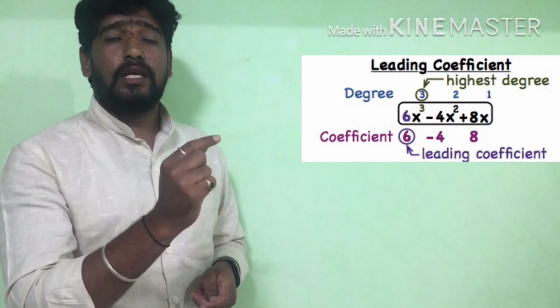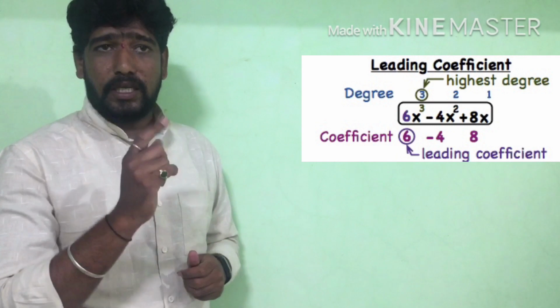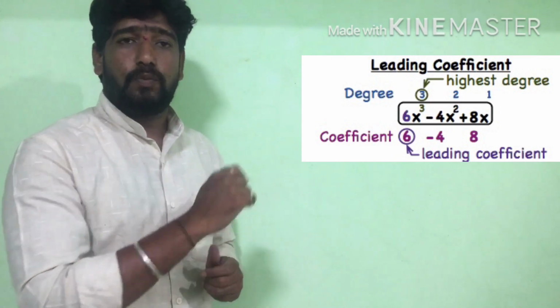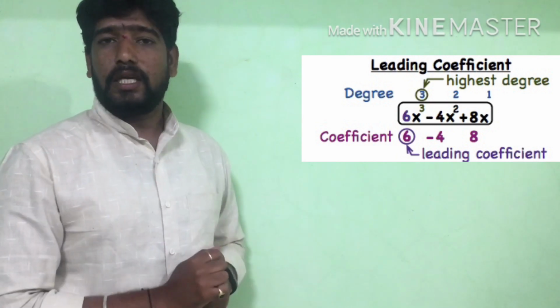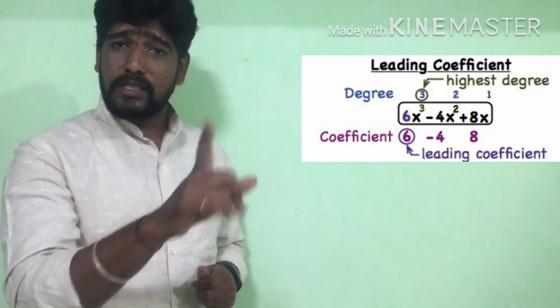So 3 is there, 2 is there and 1 is there as powers. Which one is the highest? 3 is the highest, so the degree of this polynomial is 3. The degree of this polynomial is 3 because the highest power of the variable is 3.